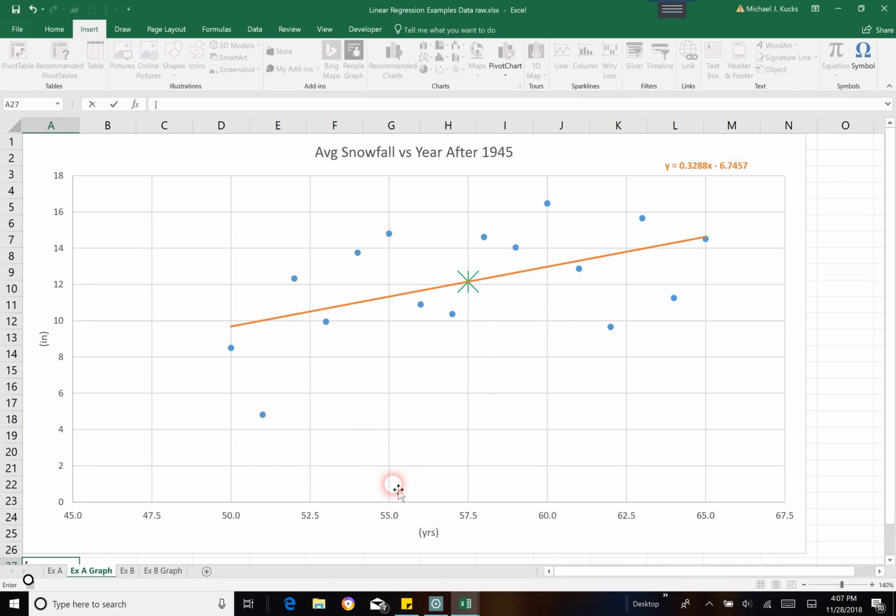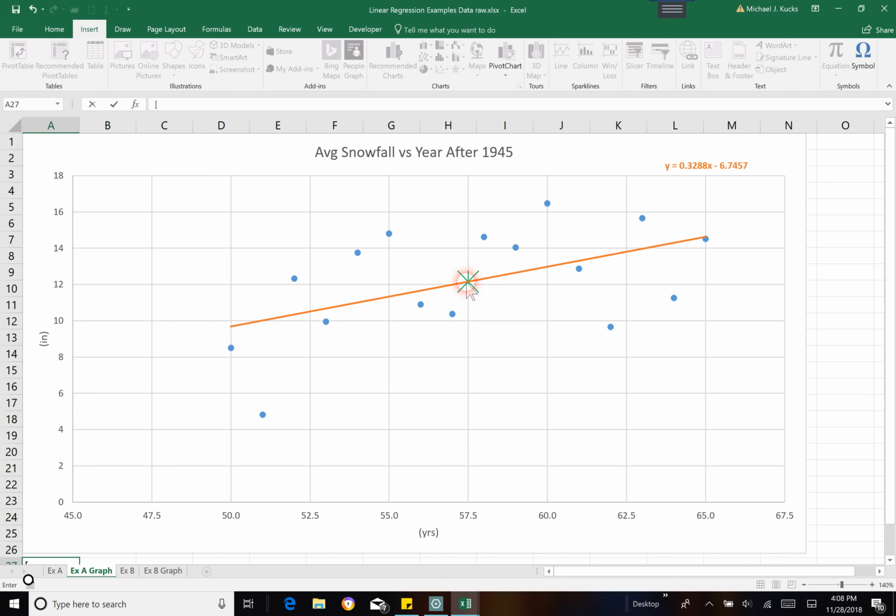Not in the years that I'm taking this data. So there's a vertical uncertainty in the position of this pivot point, and that would be the standard error in the y values. Okay, because this data point here is an average.